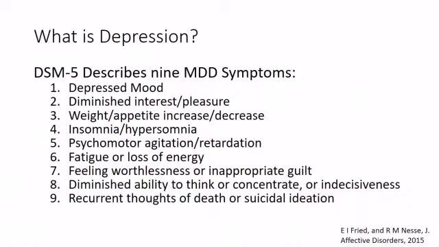So things like depressed mood, diminished interest, changes in appetite, sleep, psychomotor agitation or retardation, loss of energy, feelings of guilt or worthlessness, diminished ability to concentrate, and recurrent thoughts of death or suicidal ideation. If you look at this list, you might notice there are a lot of things that seem almost the opposite of each other. Things like weight or appetite increase or decrease, insomnia or hypersomnia.